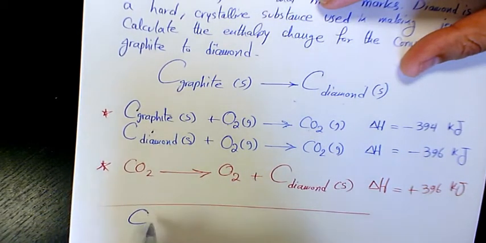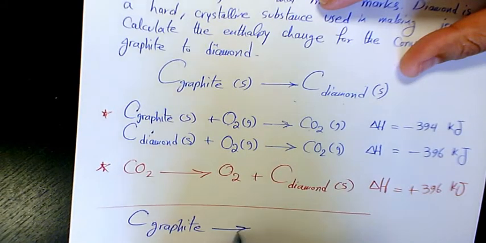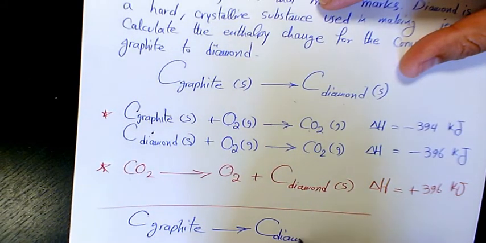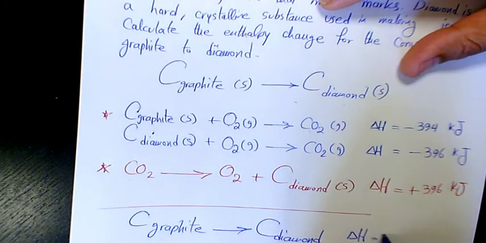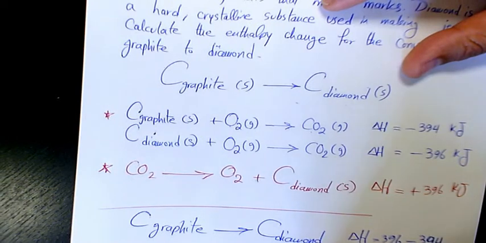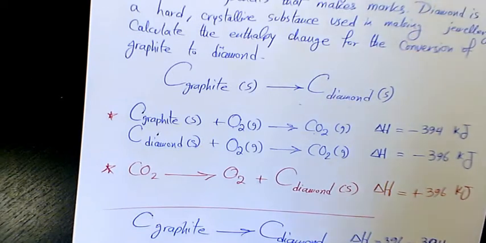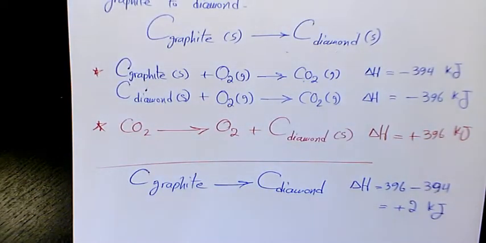So we have just carbon in graphite form converts to carbon in diamond form, and then this delta H, we add these two: 396, subtract 394, or plus negative 394. It's going to be positive 2 kilojoules. So this is the overall enthalpy change for this chemical reaction. Let's see the next example.